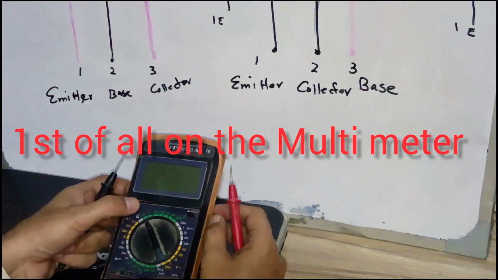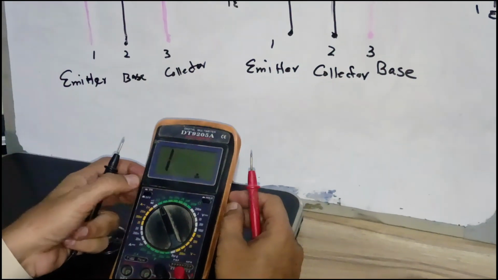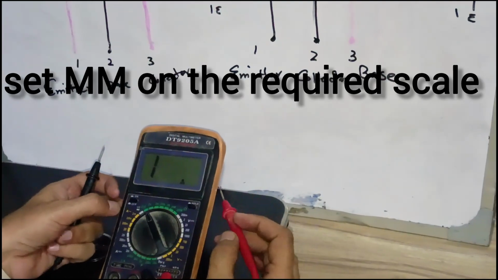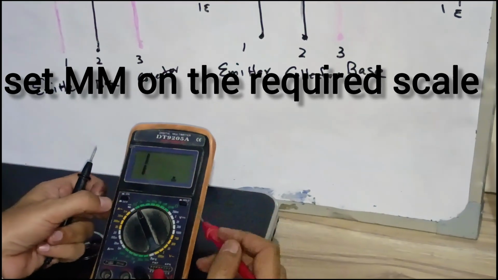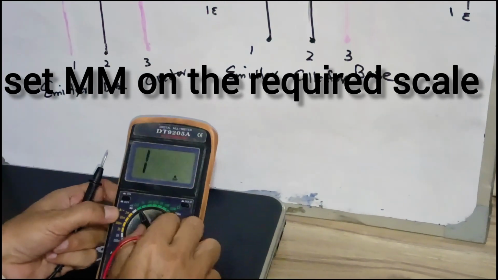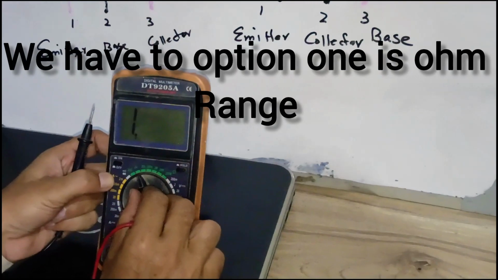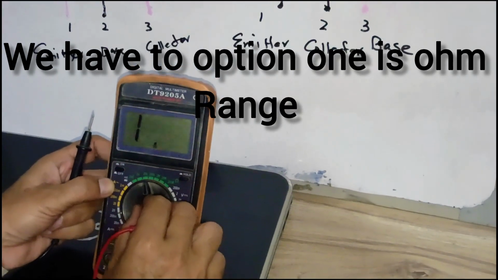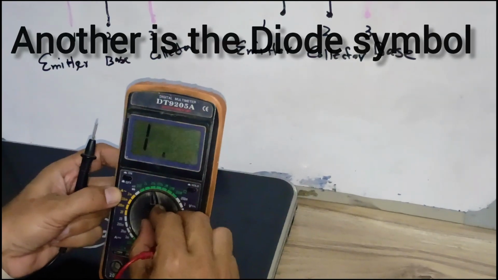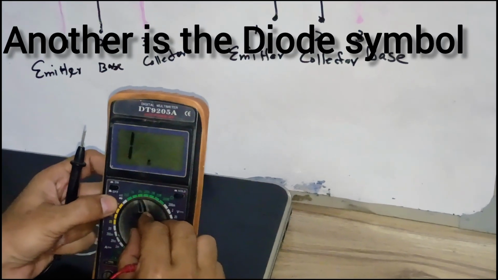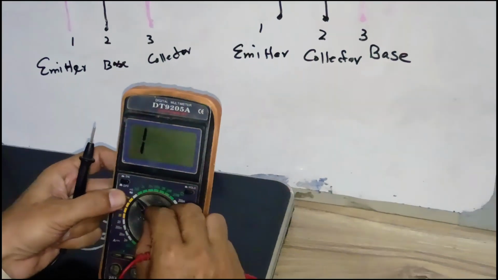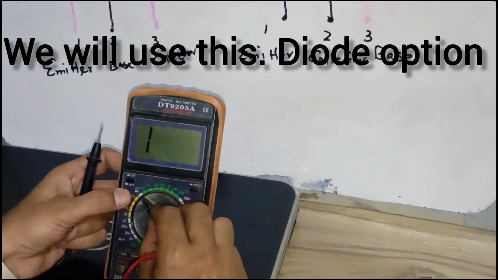On the digital multimeter, we can check the transistor on two scales. One is the ohm range. We can check the transistor on this range, also on the ohm range. But if you see here, we have a symbol of diode. So we can check the transistor on this symbol too.